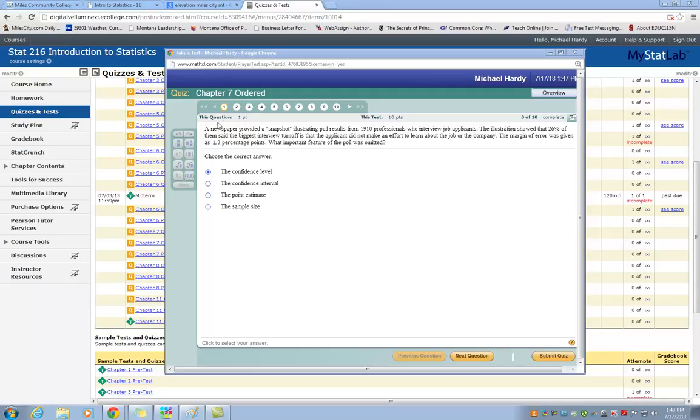First question in order. A newspaper provides a snapshot illustrating poll results from 1,910 professionals who interviewed job applicants. The illustration showed that 26% of them said the biggest interview turnoff was that the applicant did not make an effort to learn about the job or company. Margin of error was plus or minus 3 percentage points. What important feature of the poll was omitted, that is not part of it?